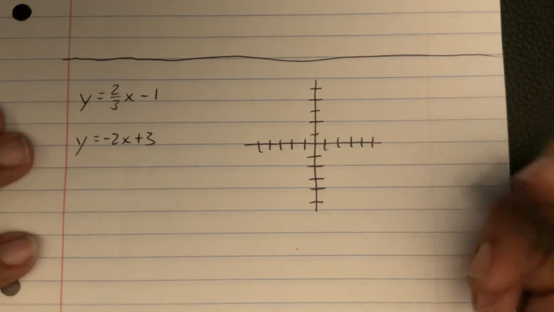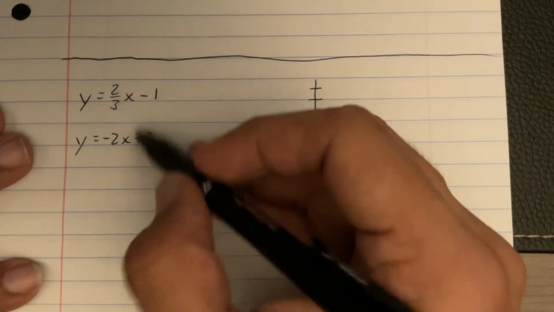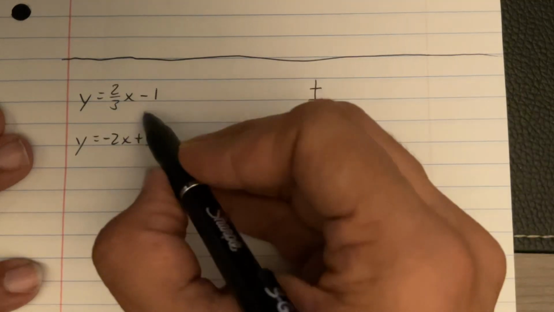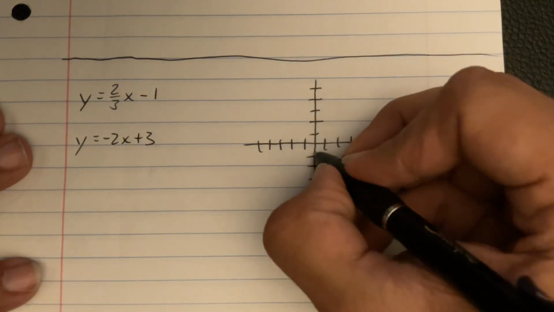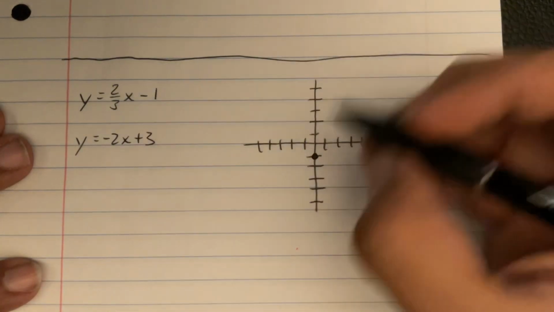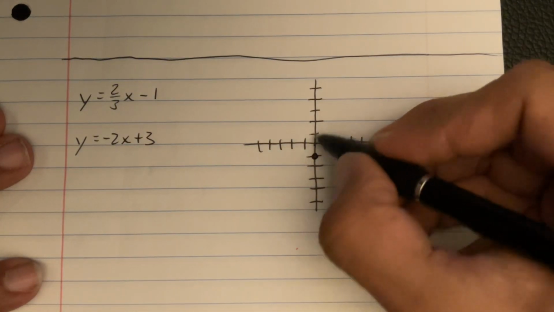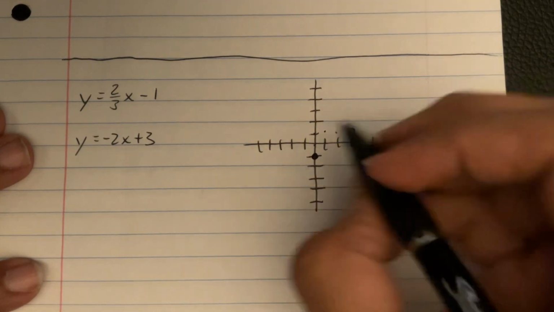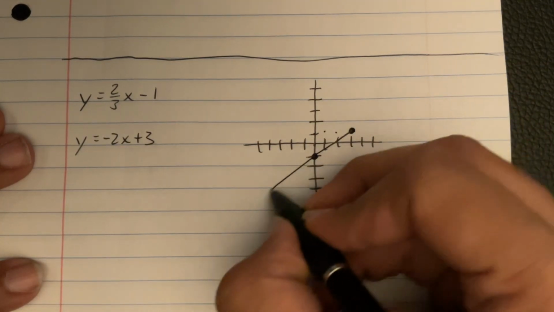Now, this one. So here, we're going to graph both of these on the same graph. So we'll start with the first one. The first one's -1. We start on -1. And then our slope is 2 over 3. So from here, it's going up 2 to the right 3. And then you simply connect those lines.